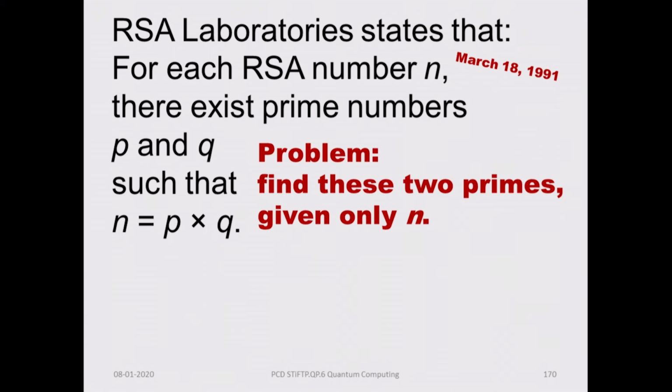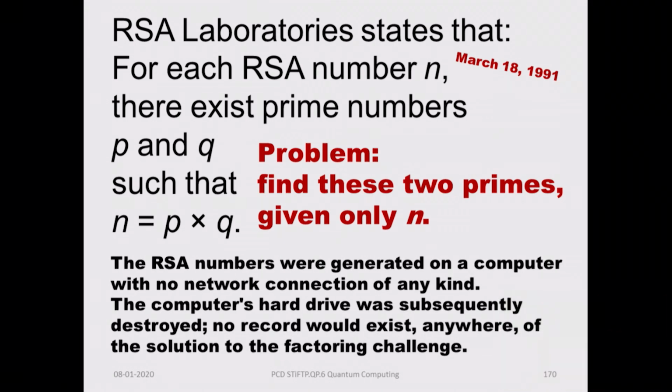This challenge was posed on March 18th, 1991. These numbers were generated on a computer which had no network connection, so that the information could not have been shared with any other machine in any way. No evidence was left as to how these numbers were generated, and the hard disk was destroyed, so that nobody could have access to the information which was used to generate these numbers.